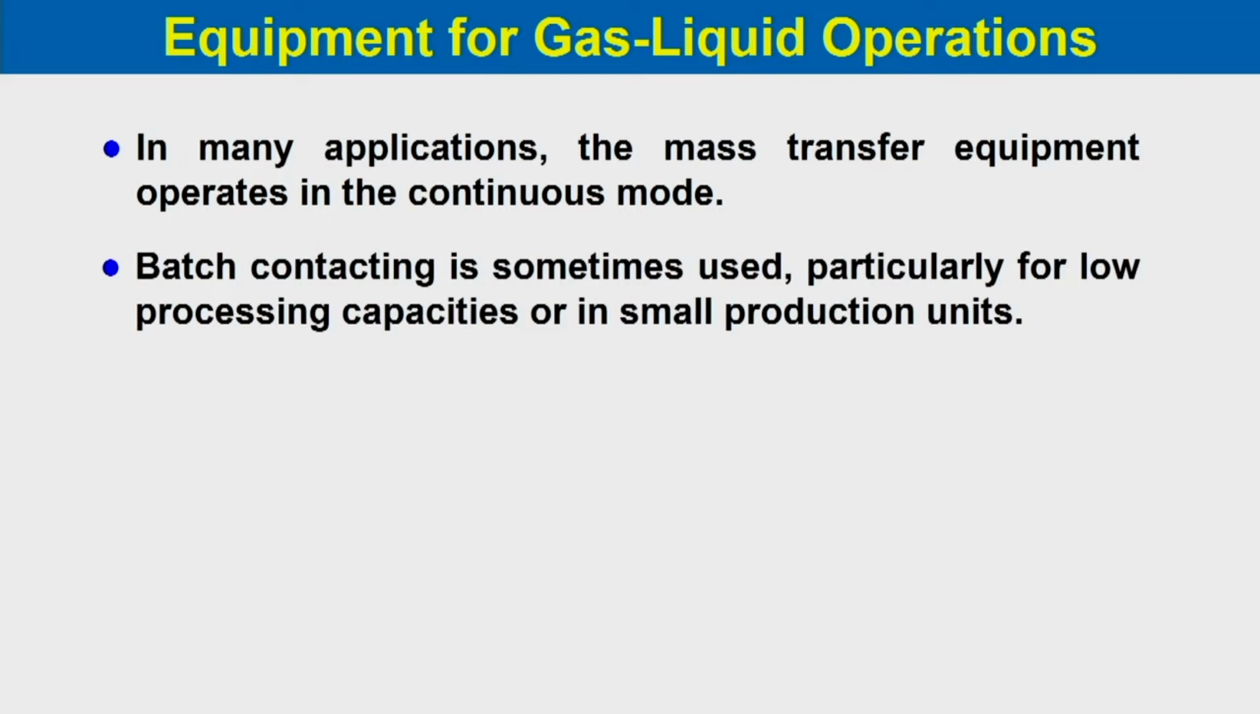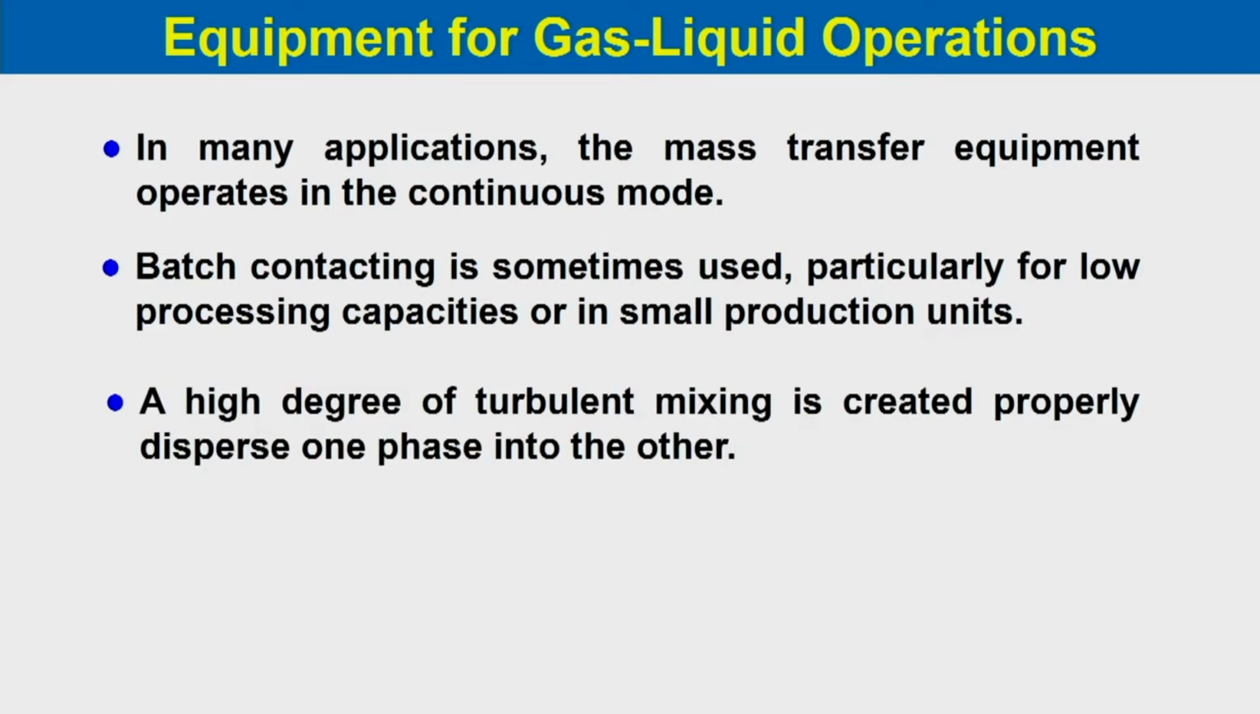Batch contacting is sometimes used, particularly for low processing capacities or in small production units, like we have shown you, the agitated vessel. Those are used as a batch process. It can be used for laboratory use, and also on the commercial scale. A high degree of turbulent mixing is created to properly disperse one phase into the other.